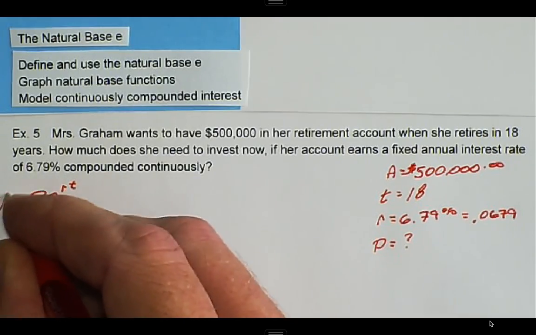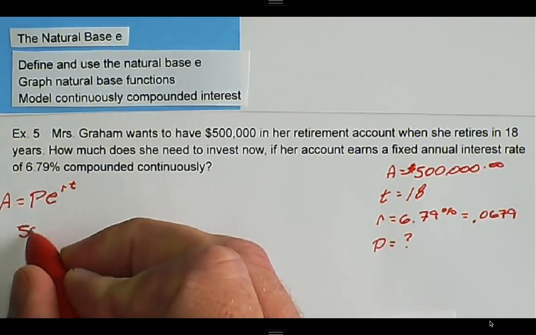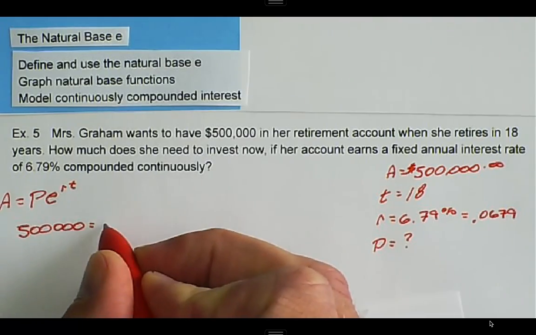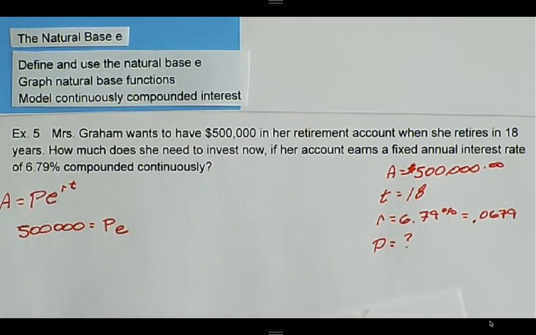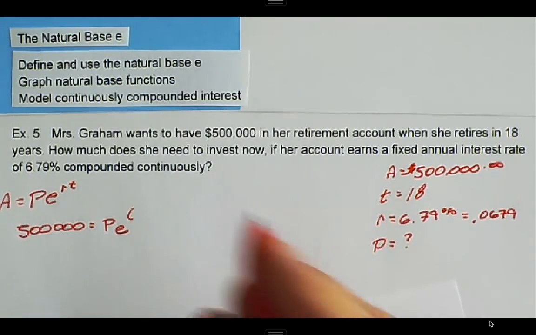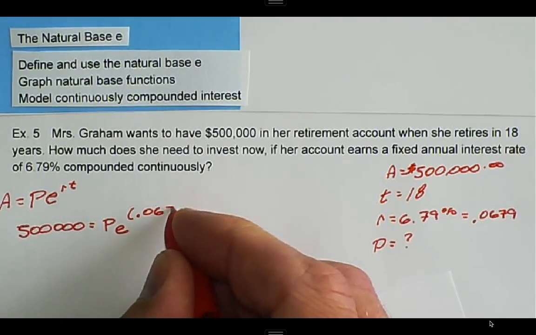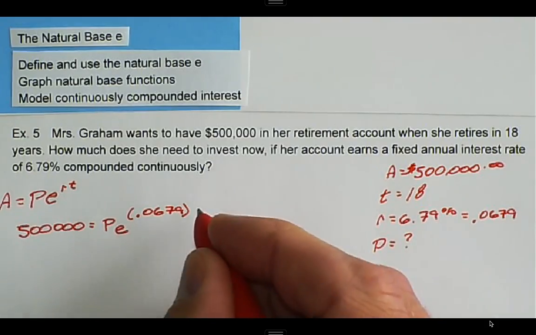So PERT: A is equal to PERT, and we're going to substitute our values in. We have 500,000. We don't know what P is; we have to solve for P. e is a constant, just like pi, even though it's represented with the letter e. R is 0.0679, and T is 18 years.